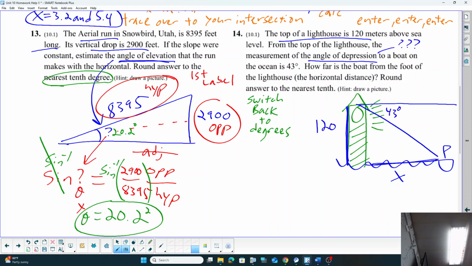Cool. SOHCAHTOA. Which one is it? Which one?